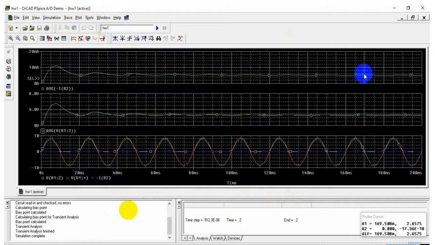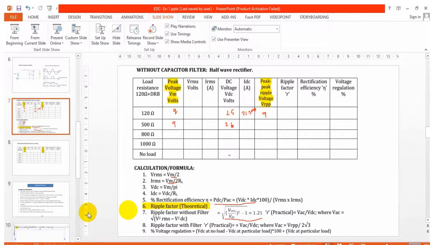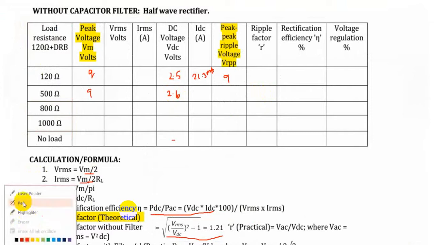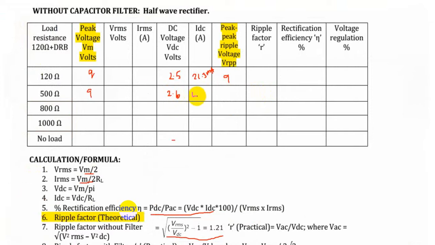So left click it and go to the cursor output. You are getting 5.3 milliamps, 5.23 milliamps. So select that. That will be the average load current. Then you can write it on the table. So you will get it as 5.3 milliamps. And the peak to peak ripple value without filter, it remains the same, right?